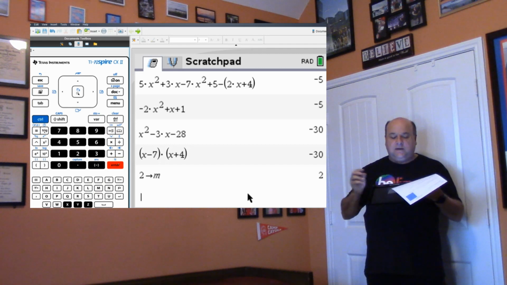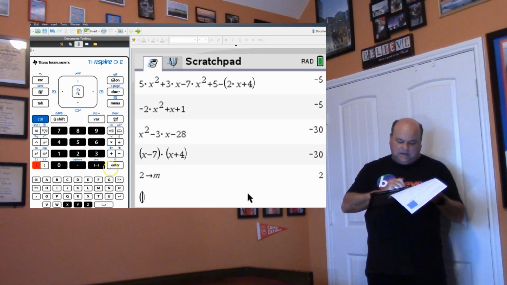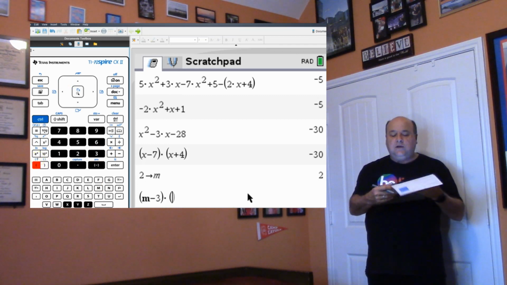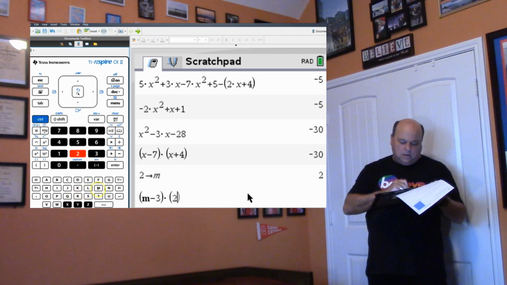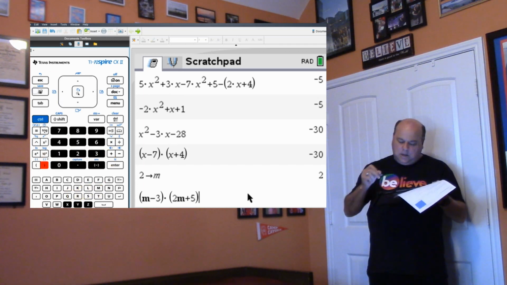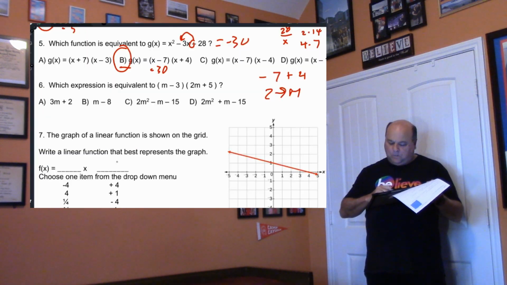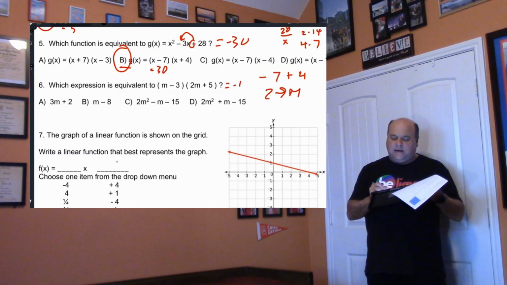So I have m minus 3, parentheses, m minus 3, close parentheses, times, parentheses, and then 2m plus 5. So m minus 3, 2m plus 5, hit enter, and then put negative 9 on your paper. So this is equal to negative 9.